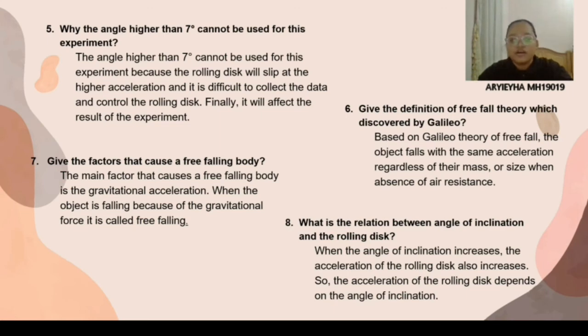Next, the answer for question 6 is that based on Galileo's theory for free fall, objects fall with the same acceleration regardless of their mass or size when air resistance is absent. Next, for question 7, the main factor that causes a free-falling body is the gravitational acceleration. Question 8: when the angle of inclination increases, the acceleration of the rolling disc also increases.